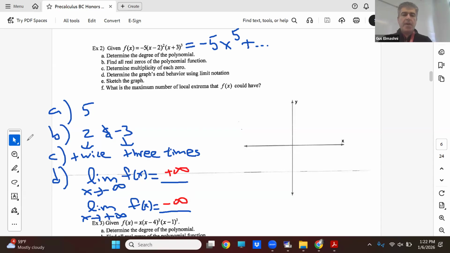And part F, we kind of know it's going to have at most 4 local extrema. So how would the graph look? Let me draw some tick marks here. The y-intercepts can be crazy. I'm not even going to bother applying that many tick marks. If I plug in 0, what would my y-intercept be? Kind of crazy, actually.